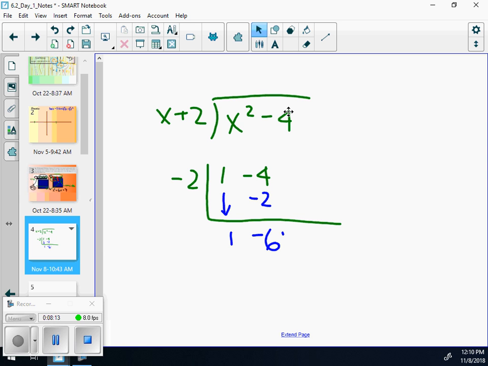Franny, why do you think this didn't work? Because you didn't include it with the 0 sign.